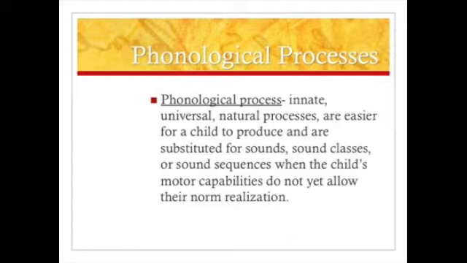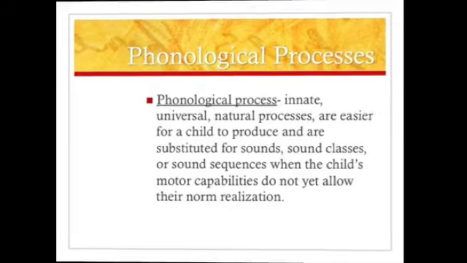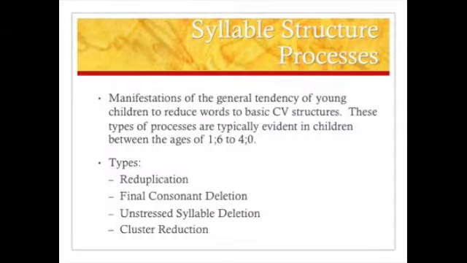Phonological processes are innate, universal, natural processes that are easier for a child to produce and are substituted for sounds, sound classes, or sound sequences when the child's motor capabilities do not yet allow their normalization. Syllable structure processes are the manifestations of the general tendency of young children to reduce words to basic CV structures. These processes are typically evident in children between the ages of 1.6 to 4 years. The different types are reduplication, final consonant deletion, unstressed syllable deletion, and cluster reduction.